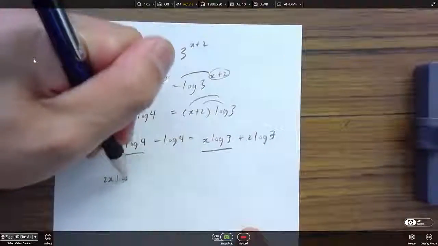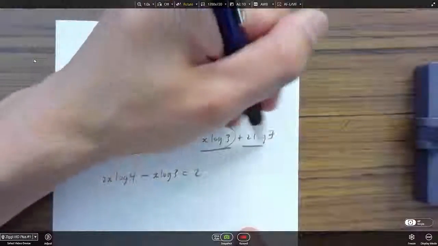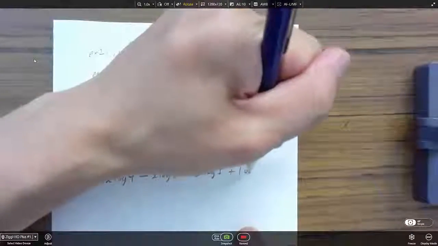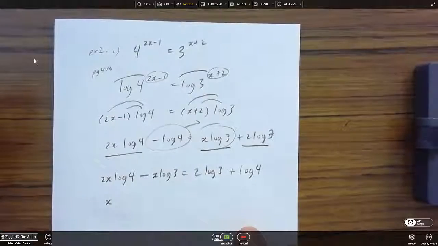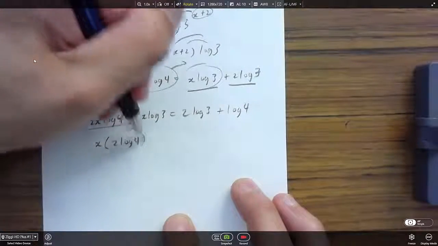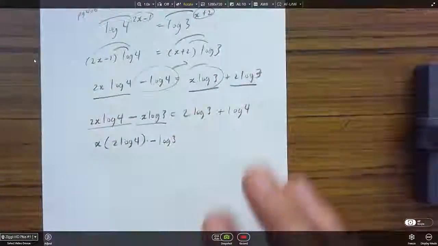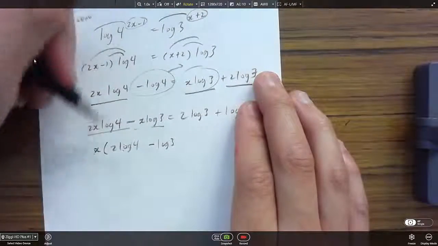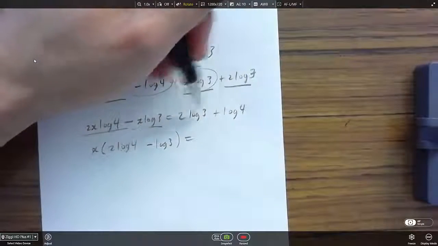So we're going to write 2x log 4 minus x log 3 equals, I'm just copying this part here, 2 log 3, and I'm going to move this to the right over here, change the sign, becomes a plus log 4. And as you can see, we have our x's here, and I'm going to factor out the x. What happens? We have x times what is this term here? We have 2 log 4. X times what is this term here? We have a negative log 3. Let me just be careful with my brackets here. We have x times 2 log 4 is this one here, x times negative log 3 is this one here, and there we have it. We factored it nicely. And I'm just going to roughly copy this very quickly.